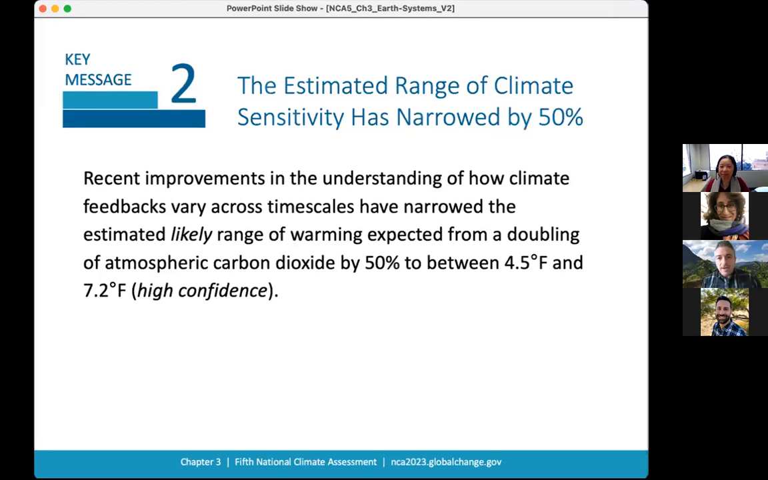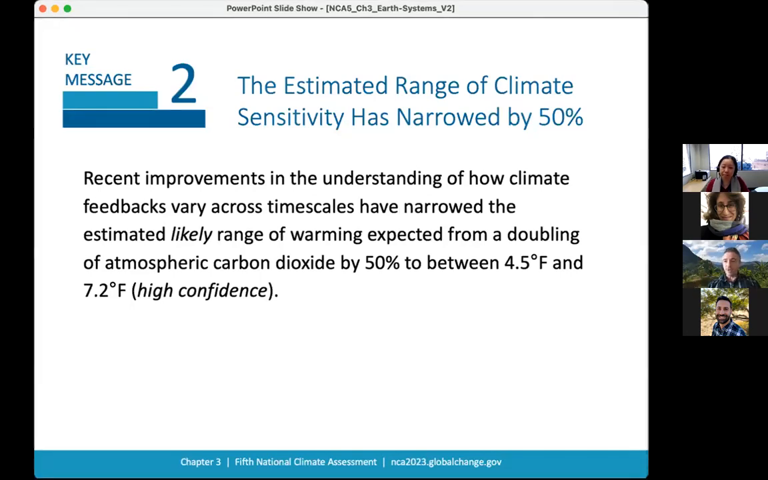Great. Thanks, Ruby. So the second key message really gets into a pretty significant advancement in the climate science that we've seen over the past few years since NCA4. And so one aspect of that, and one we highlight in this key message, is the fact that the estimated range of climate sensitivity to increasing carbon dioxide in the atmosphere, specifically doubling of carbon dioxide in the atmosphere, has narrowed by 50%. So our range of warming, that range of how much warming we would expect, has decreased.